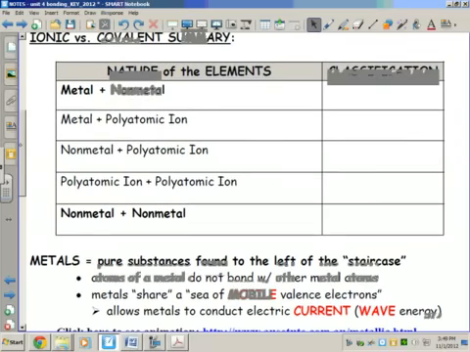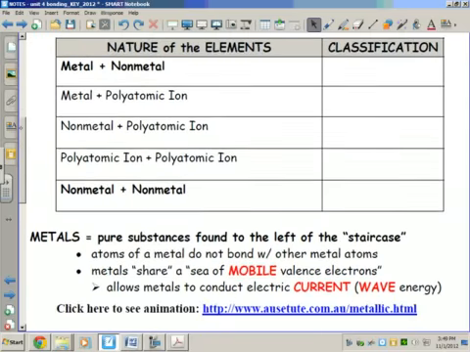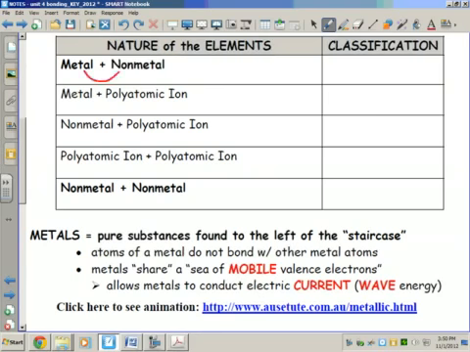Now, a brief review of ionic versus covalent to summarize. There are 5 different scenarios, and we're just talking about the bonding between a metal and a nonmetal, a metal and a polyatomic ion, two polyatomic ions, and then 2 nonmetals. We're not talking about within the polyatomic ion, which we'll get to later.